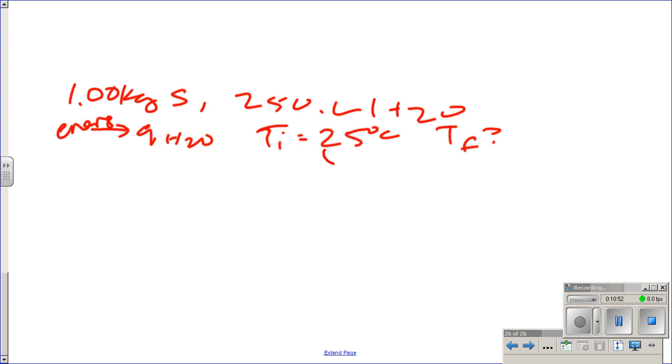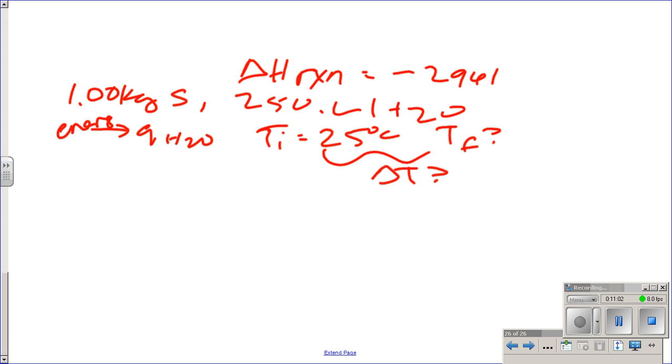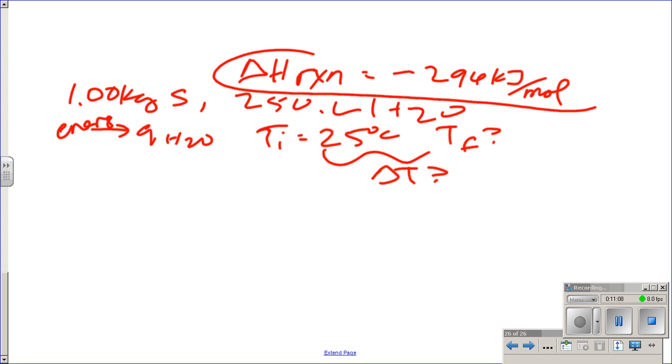Okay, so essentially you want to solve for delta T here, and then just backtrack to the T final. We're given delta H of reaction to be negative 296 kilojoules per mole. So this is a conversion factor because it's per mole of sulfur. It's got a coefficient of 1, so it's 1 mole of sulfur. So if you have 1 kilogram of sulfur, you want to go to moles first. That is 32.06.